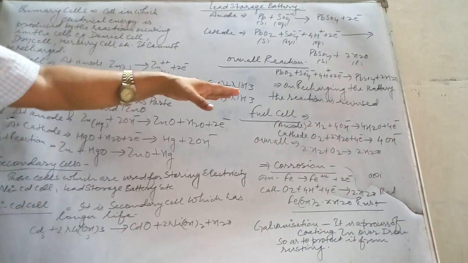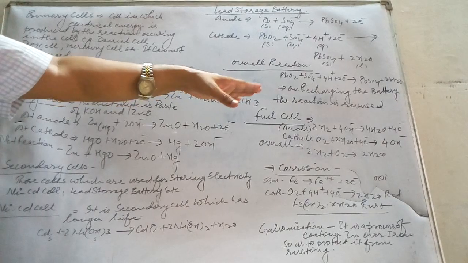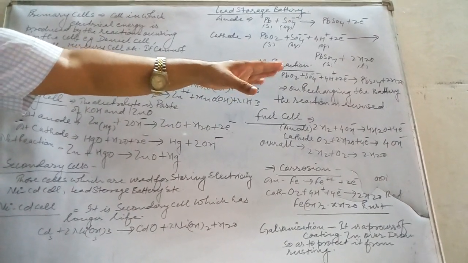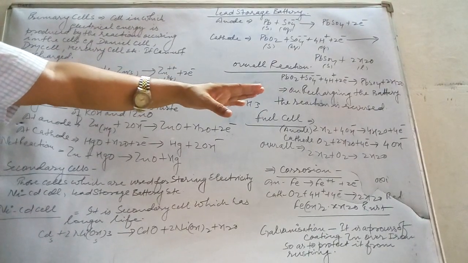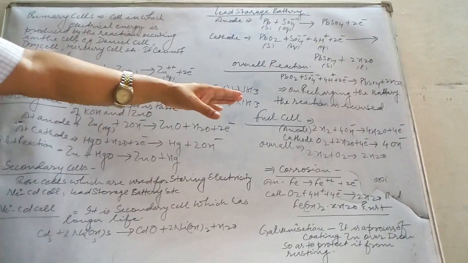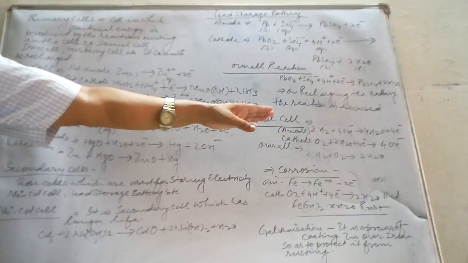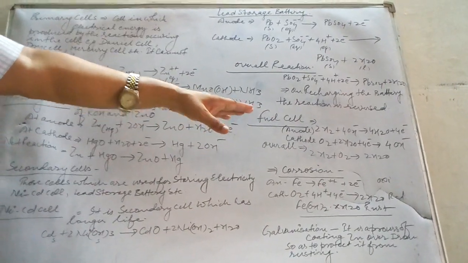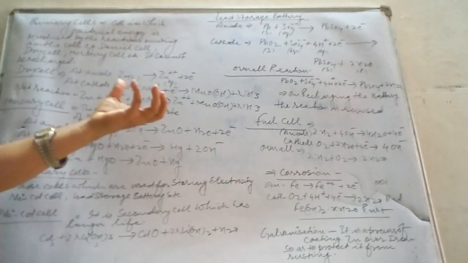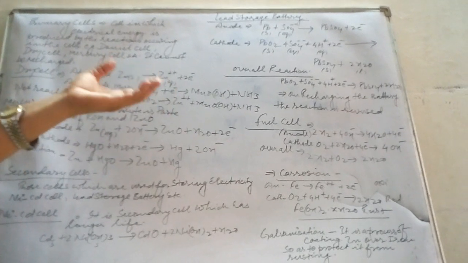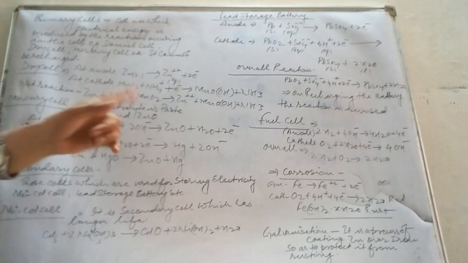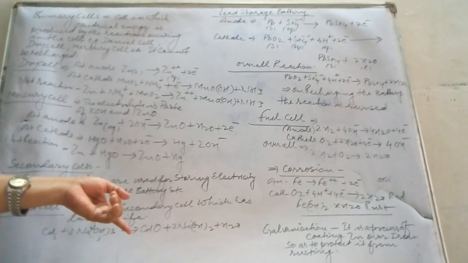So in the fuel cell, at the anode, 2H2 plus 4OH- reacts and goes to 4H2O plus 4 electrons, meaning oxidation will take place. At the cathode, oxygen treated with 2H2O plus 4 electrons gives 4 hydroxyl ions. The overall reaction is 2H2 plus O2 goes to 2H2O. Overall there is a combination of hydrogen and oxygen to release water, H2O, and there is the breaking of water again into H2 and O2.